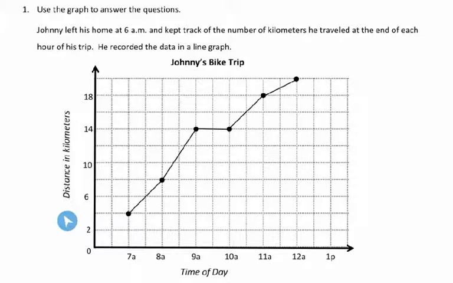Okay, so it looks like at 7 a.m. he would have rode 4 kilometers. At 8 a.m., 8 kilometers. 9 a.m. is at 14. From 9 a.m. to 10 a.m. it stayed the same at 14. So hopefully the students can realize, well, he didn't travel, so maybe this was a time he took a break.